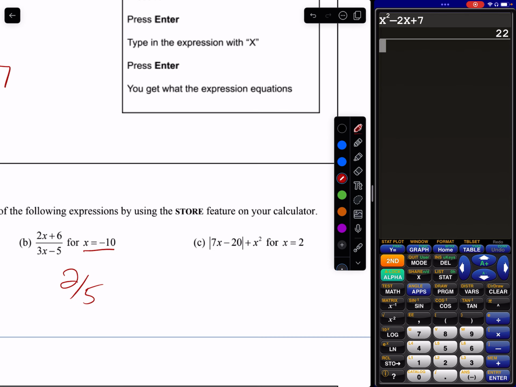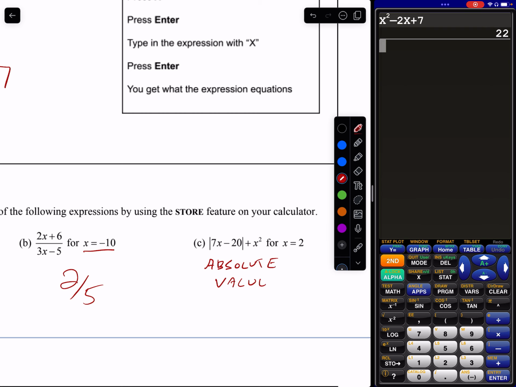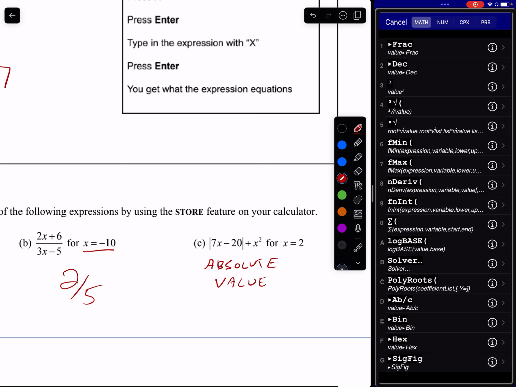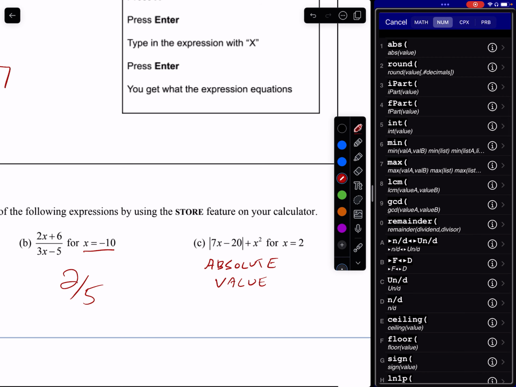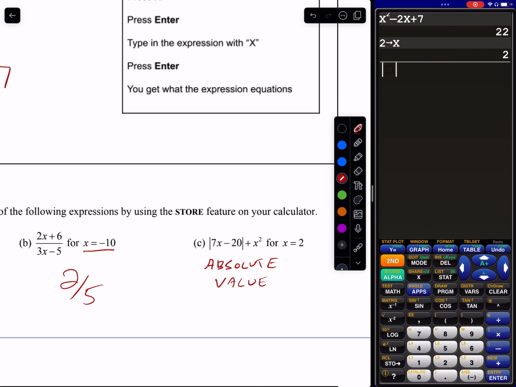All right, and the last one we have here is this absolute value. Where that is, first we need to take 2, and we're going to store 2 into x. And now if I hit the math button, and then I go over to the number menu, right at the top it says absolute value. And either that'll pop up or ABS with parentheses.